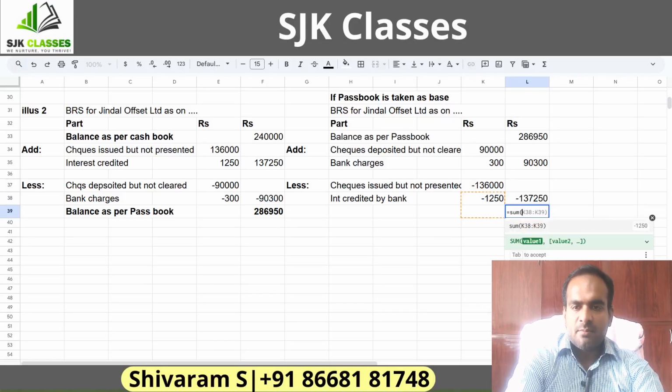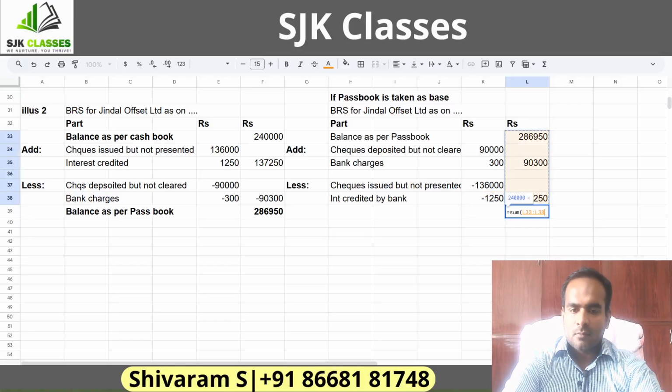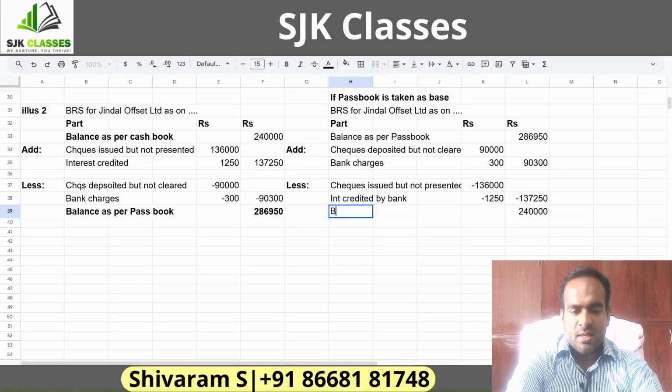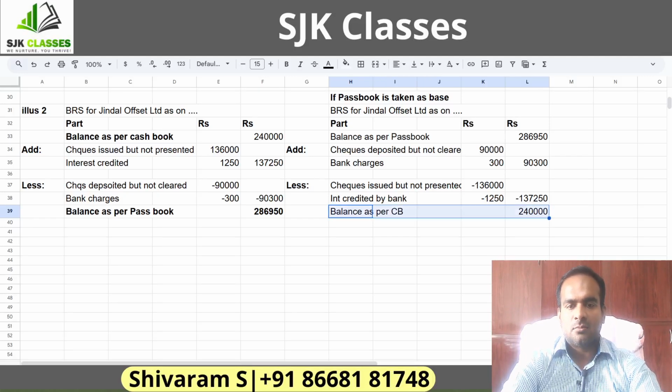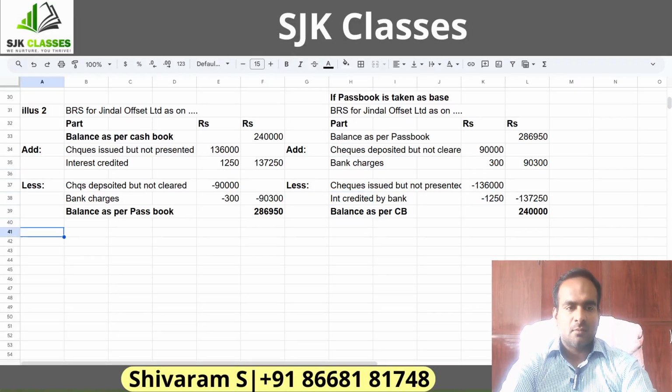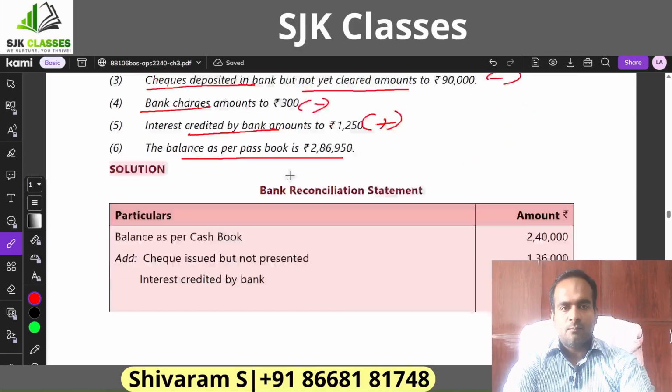Now take the balances to the outer column. Find the revised balances. It comes to 2,40,000. What is this balance? This is the balance per cash book. That's the answer. Since we started with passbook as the base, the resulting answer will be the cash book balance. Let's move on.